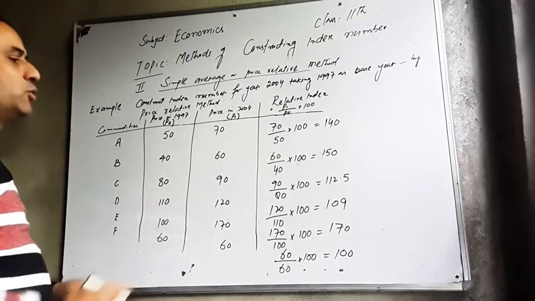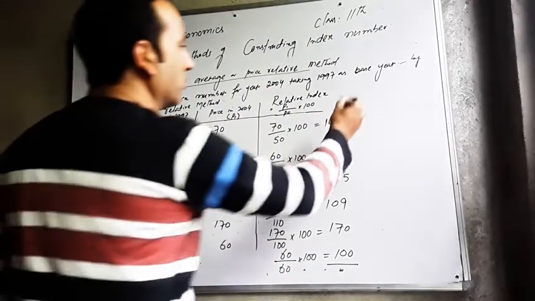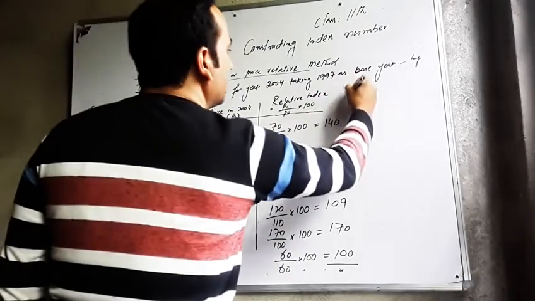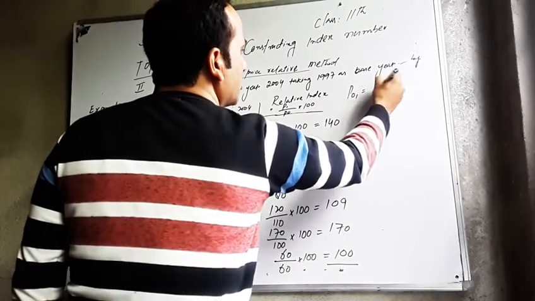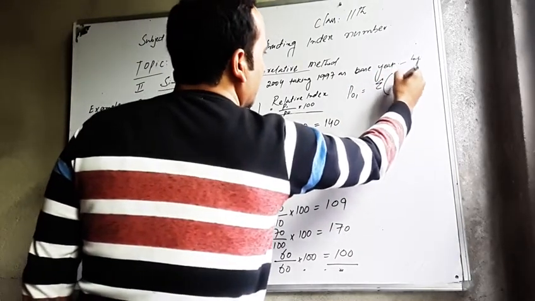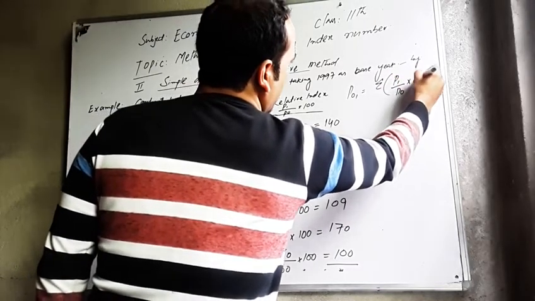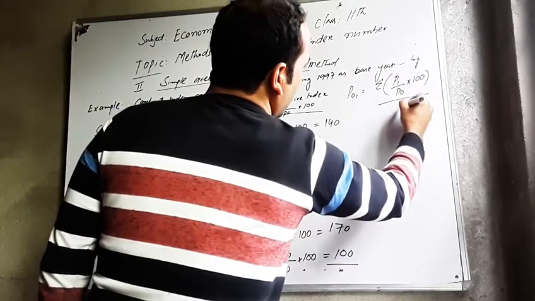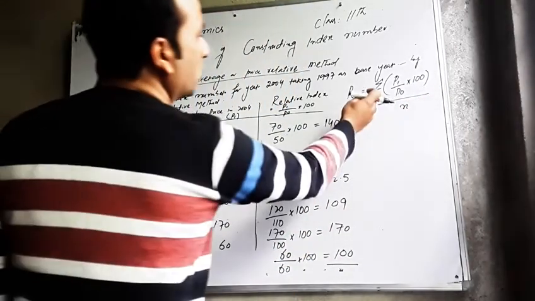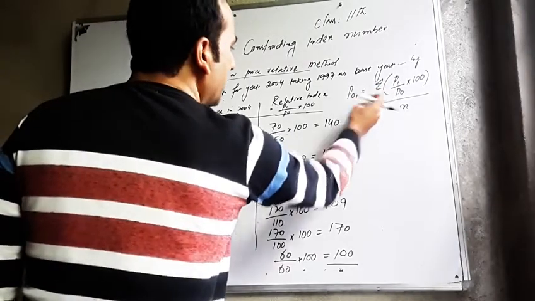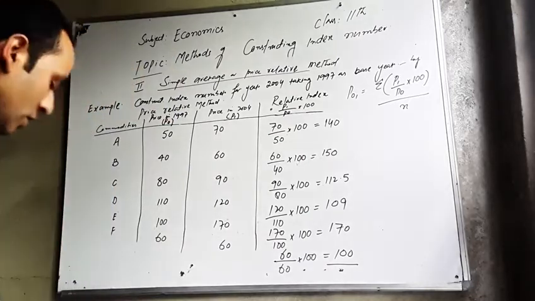So what we have to do next, we have to find the sum, because I will write here the formula. This is P01, this index number is equal to summation of P1 divided by P0 into 100, whole divided by n. So n is the number of items here. So we have to find the sum of P1 divided by P0 into 100. We have to find out the sum here.